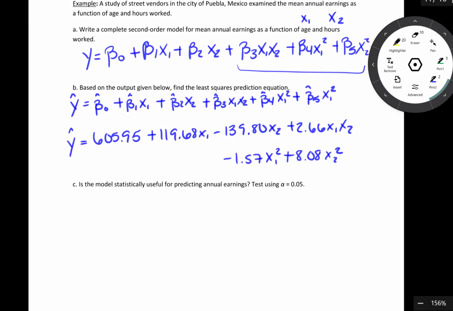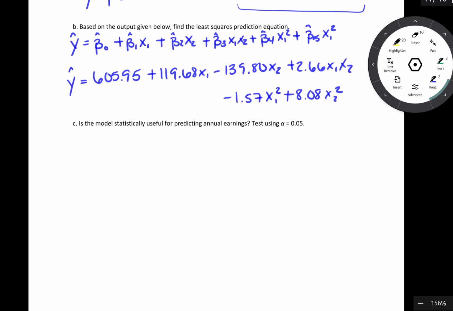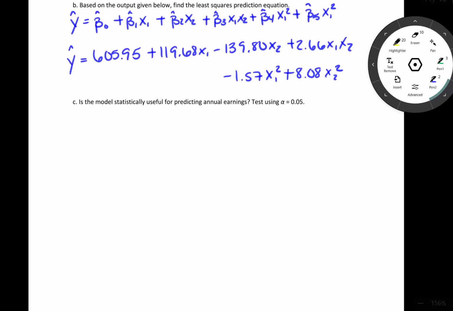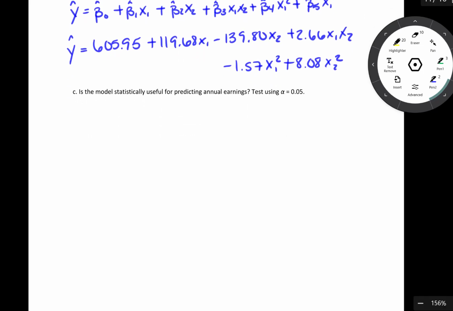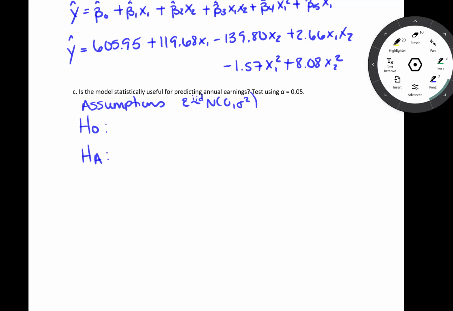Okay, so the next question is the model statistically useful for predicting annual earnings? So again, this is that model utility test that we've looked at several times. So here, and again, you would always start out with your assumptions. Notice here we have 5 parameters.